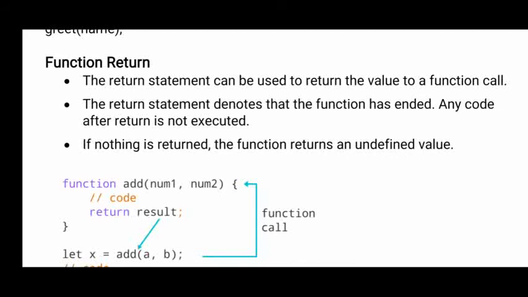Now you see the return statement. What is the use of the return statement? The return statement is used to return the result of the function to the calling function. When we call the function, we get some result. That result is given back to any variable or any other function using a return statement. The return statement can be used to return the value of the function call.